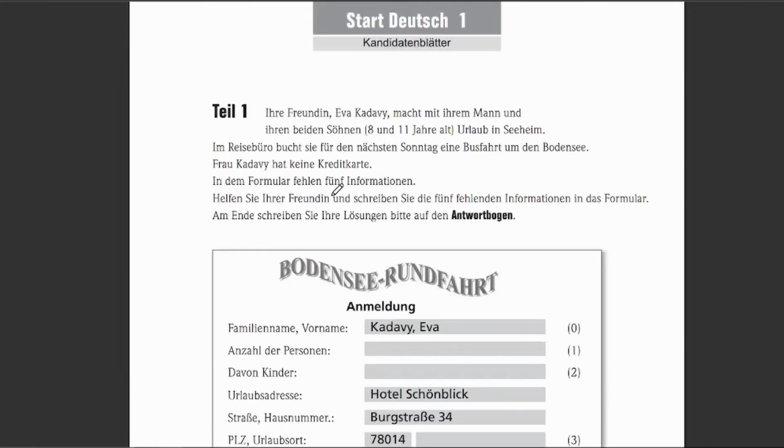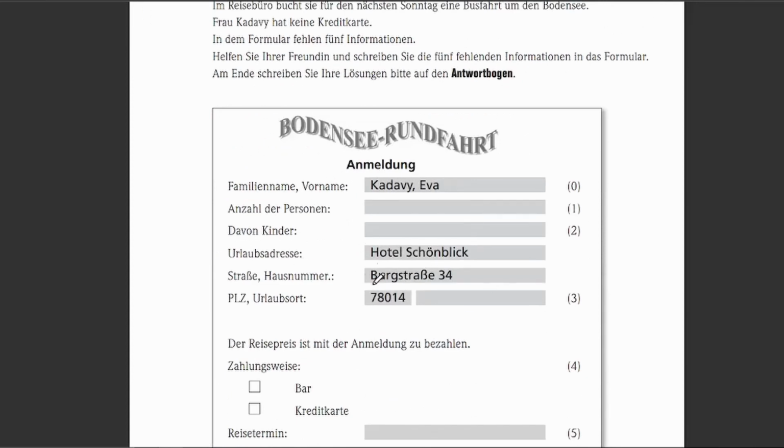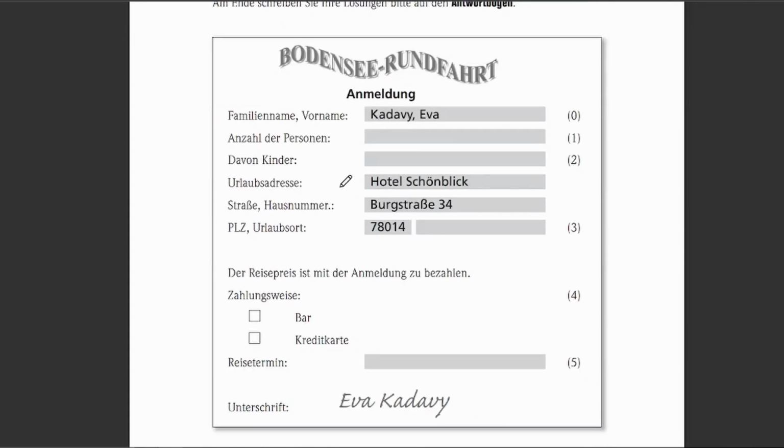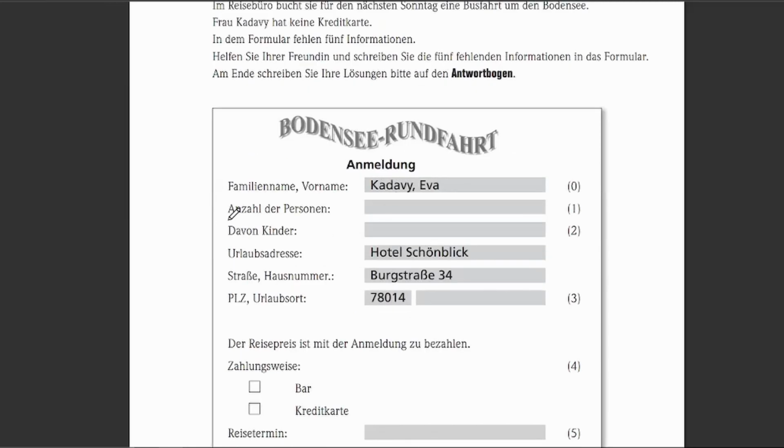and try to answer this. Here there is a long text, and then we have to fill in this Formular. Formular means this form. So it seems to be some Rundfahrt, some reservation or ticket. Let's read it and understand. Ihre Freundin Eva. I can see what needs to be filled in; maybe we'll check what is most important so that we can save a lot of time. Anzahl der Personen is what we want.